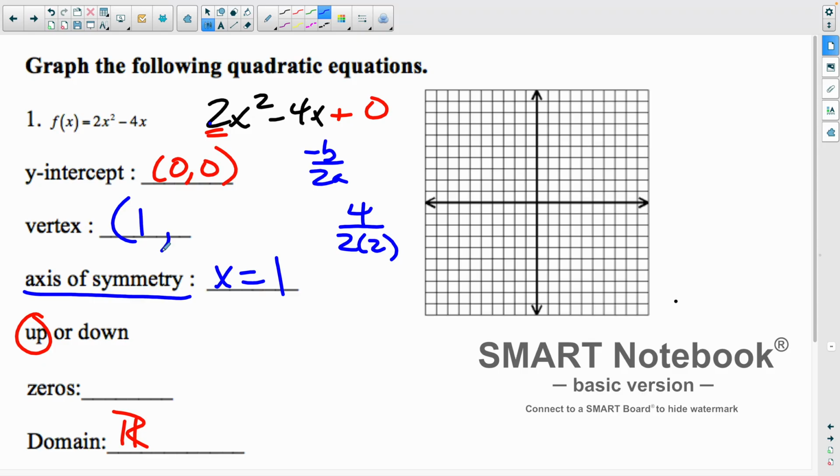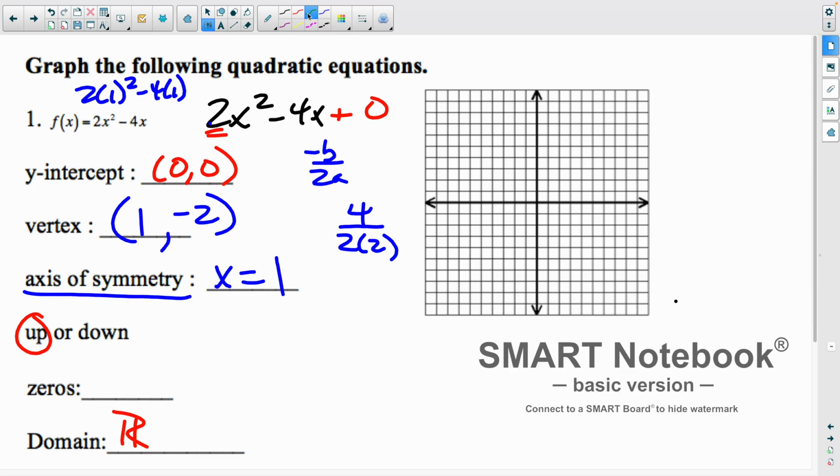Okay. Now, if I know the x value for the vertex, now what? Go plug it in. So I'm going to go plug that in. 2 times 1 squared minus 4 times 1. So 1 squared is 1 times 2 is 2. Minus 4 times 1 is 4. So 2 minus 4 is negative 2. So there's my vertex. Takes a little bit of work to find that in this format here. Okay? Everybody okay so far?